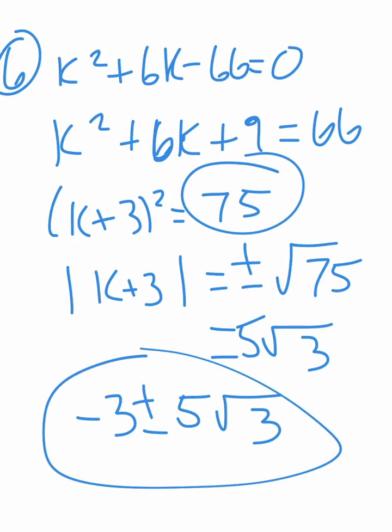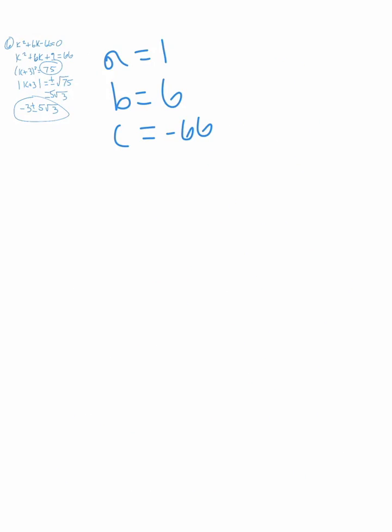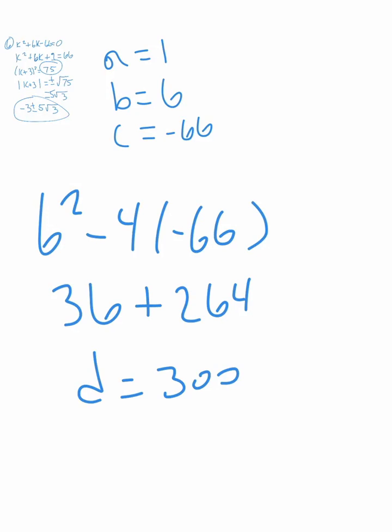For our discriminant, we have a equals 1, b equals 6, and c equals negative 66. You then substitute all your numbers into the discriminant equation, which will leave you with the solution 300.